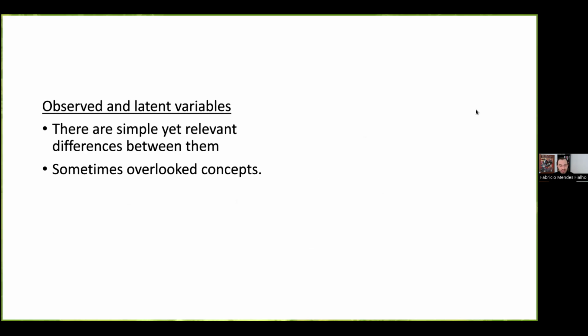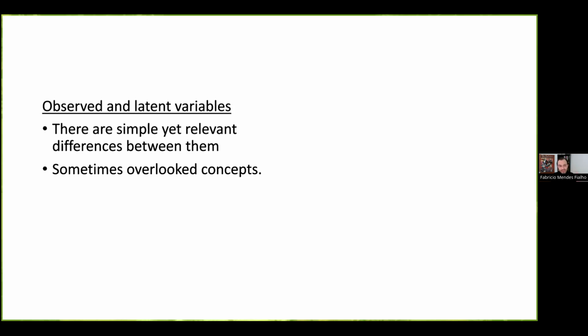The second terminology I would like to discuss with you is what is usually referred to as observed and latent variables, right? These are two different ways of collecting information or inferring information that are very simple, but there are some relevant differences between them.